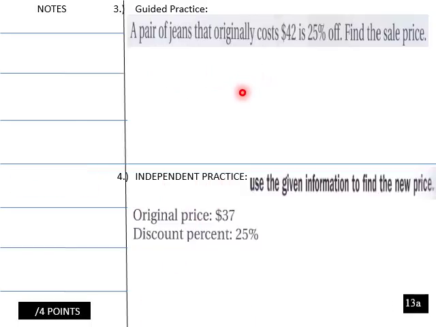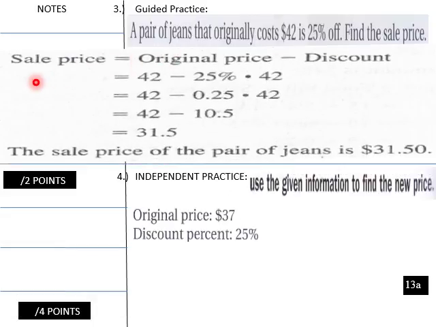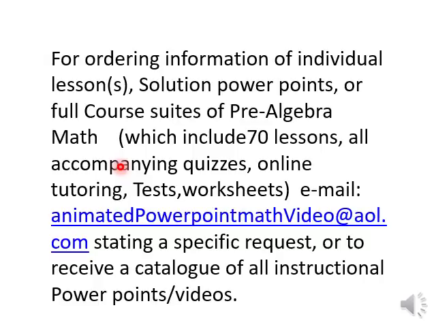Okay, to find our solutions for our guided practice up here: sale price equals original minus discount. So the sale price was 42 minus 25% of 42. So 0.25 times 42 is 10.5. So we have a sale price of 31.50 for the jeans, and that was lesson 7.6, part 1.